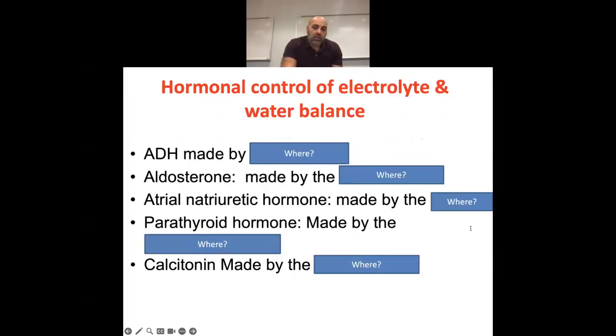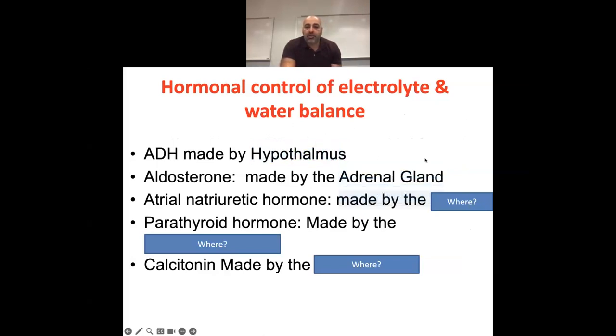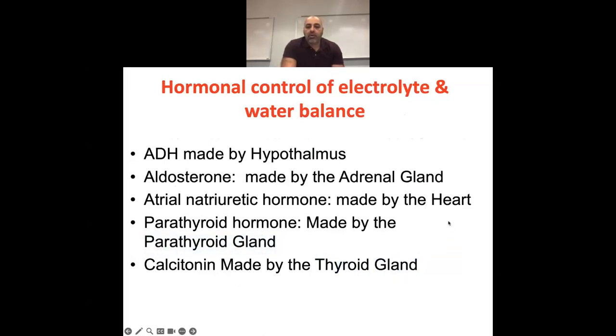So ADH, he's made by the hypothalamus. He's sensing osmolarity. Aldosterone, we just said this, adrenal gland. ANP, right atria. They say the heart in general, but the right atria specifically. PTH is by parathyroid gland, and then calcitonin, the thyroid gland. So it's going to sample it directly and produce it. It's sampling our blood and producing it there.